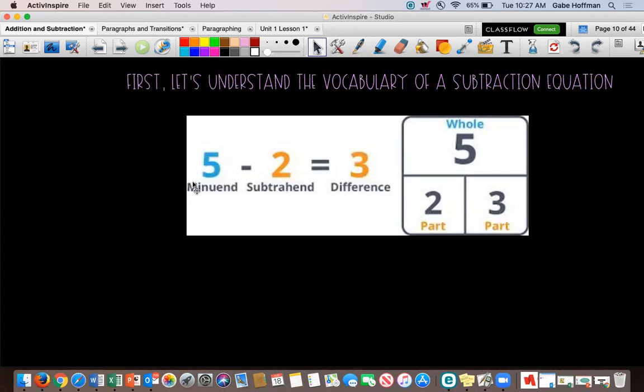Again, I don't expect you to remember the word minuend or subtrahend. Just remember the fact that the difference is the answer to a subtraction problem because it's the difference between the larger and the smaller number in the subtraction sentence.